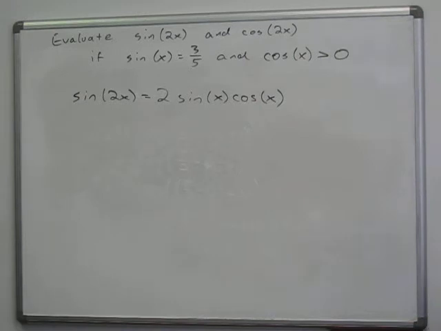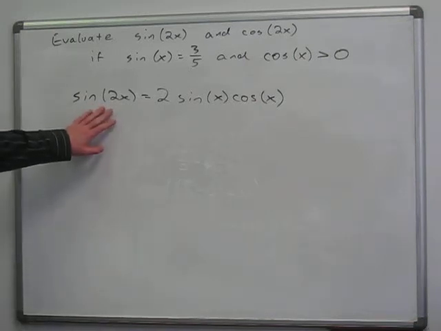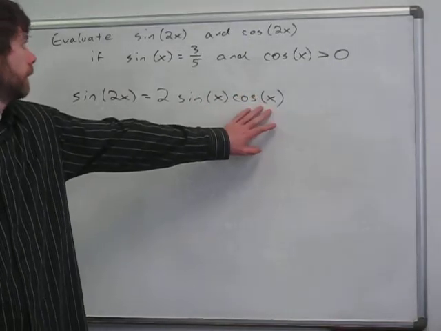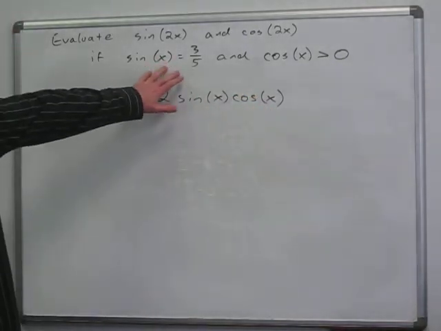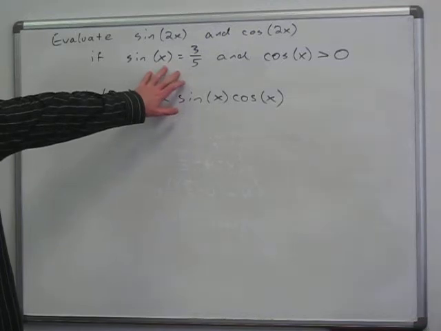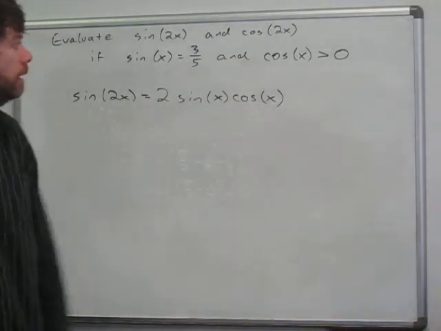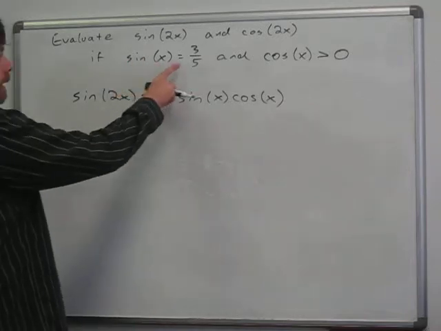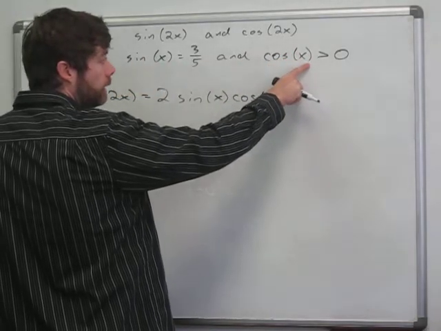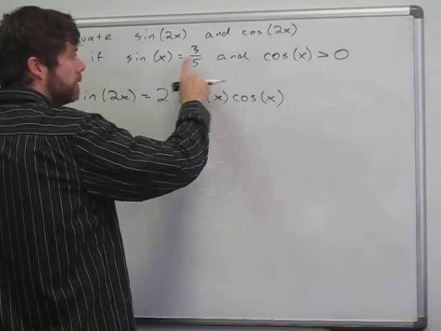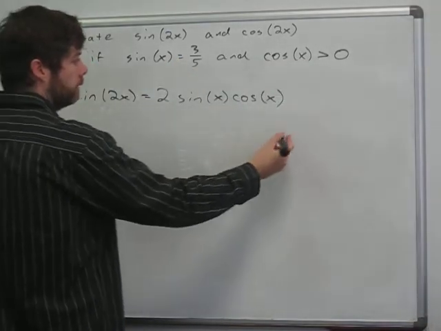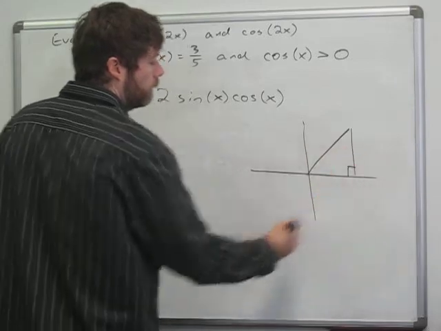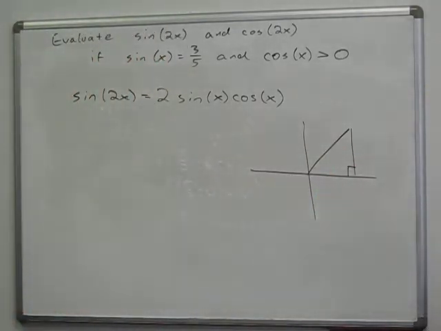Right? So in order to evaluate this expression, I'm going to need to know the sine of x and the cosine of x. Well, the problem gives me the sine. The sine is 3/5. I need to figure out what the cosine is. I'm told the sine is 3/5 and cosine is positive. Since both sine and cosine are positive, I'm going to put a right triangle up in quadrant 1.